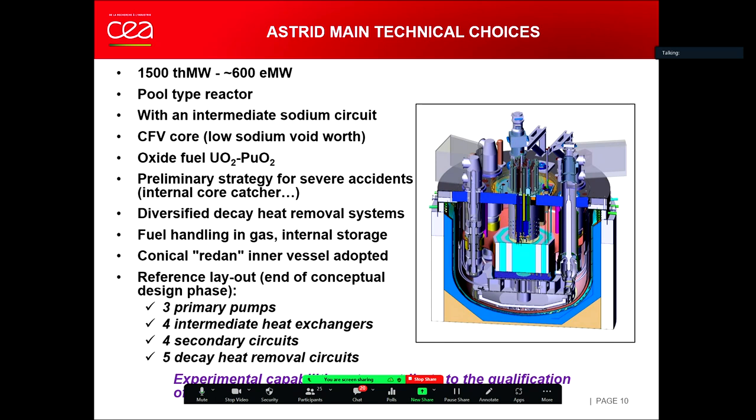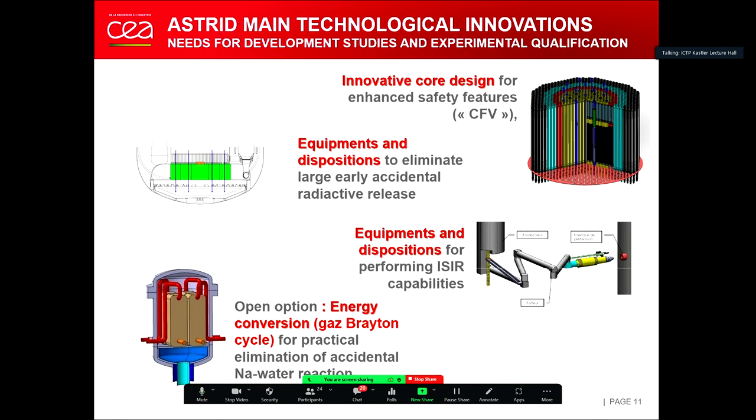Okay, so we have a core with a low sodium void effect. There was a special design for the core for that. Oxide fuel, preliminary strategy for severe accidents with the internal core catcher, diversified decay removal system, fuel handling system, redan, you know what is redan? This is the wall which separates the hot plenum from the cold plenum. And three primary pumps, four intermediate heat exchangers, four secondary circuits, five decay removal circuits, and so on.